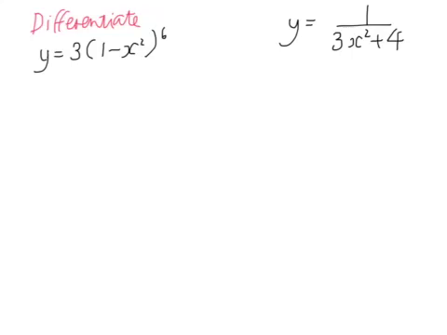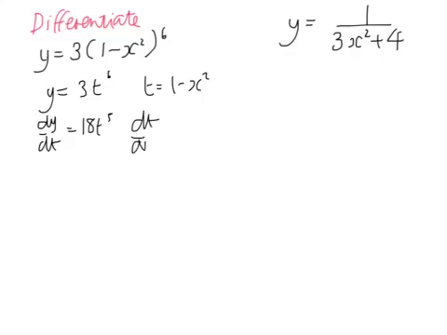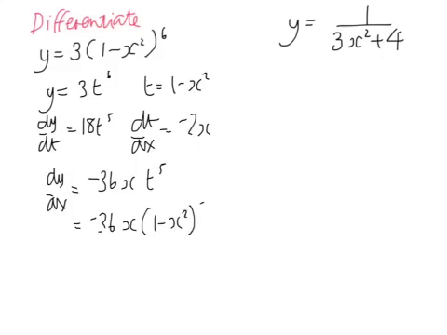Okay, so this first one we're going to write as y equals 3t to the power of 6, where t is 1 minus x squared. Differentiate both of those, so we've got dy by dt is 18t to the 5, and dt by dx is minus 2x. Putting the two together to give us dy by dx, we've got minus 2 times 18 is minus 36, x t to the 5. So if we replace our t, we've got minus 36x, 1 minus x squared to the 5.